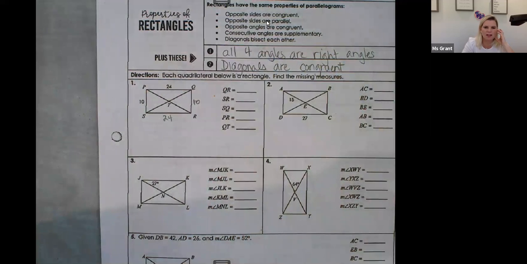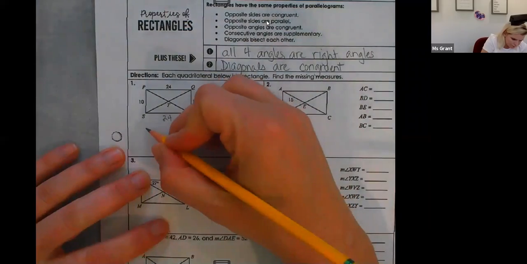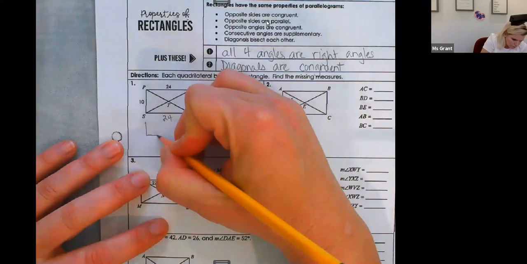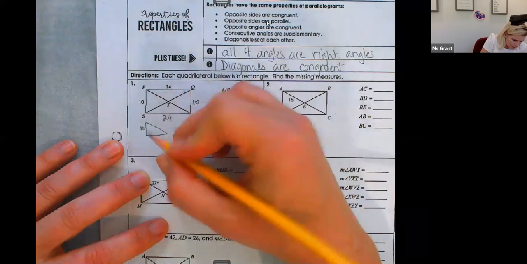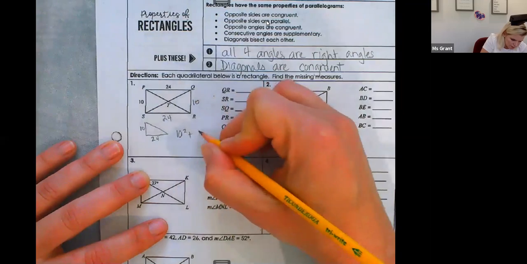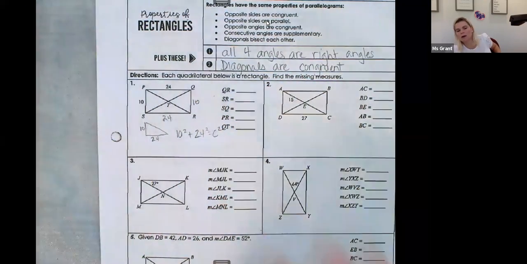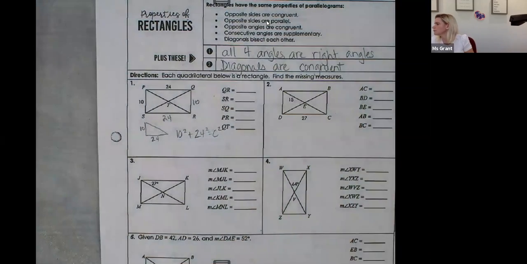Oh, how am I going to figure out how long the diagonals are? How would I figure out how long like PR or SQ is? What would I do? The Pythagorean Theorem. Here's the 10, here's the 24. 10 squared plus 24 squared equals C squared.